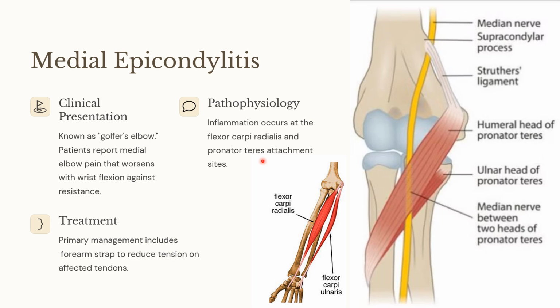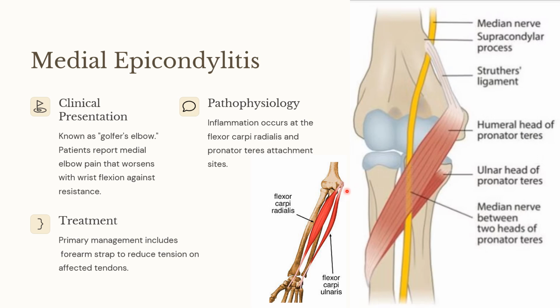So since this is inflamed, the major action of this is flexion at the wrist. So the patient will complain of elbow pain when there is wrist flexion against extension. So when you ask them to flex the wrist against extension, they will be complaining of pain not at the wrist but at the elbow, that is at the medial epicondyle. In that way you can understand that they are suffering from medial epicondylitis. So this is the pronator teres and this is the flexor carpi radialis. So the tendons of these two muscles are the ones which are inflamed.